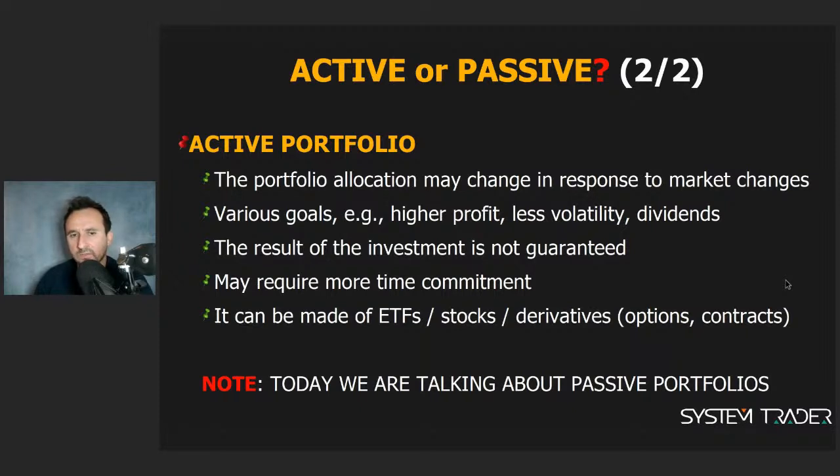And why would someone like to have an active portfolio rather than passive? The goals may be various. For example, indeed, someone wants to beat the market. So he or she wants to do it actively because they want to have a higher profit. But there may be also another reason. For example, we want to have less volatility, or maybe someone wants to have dividends, and that's why they are focusing on active strategies. But as I said, the result of the investment is not guaranteed.